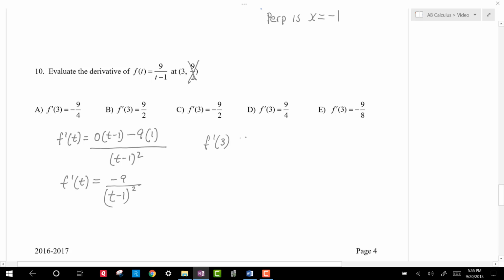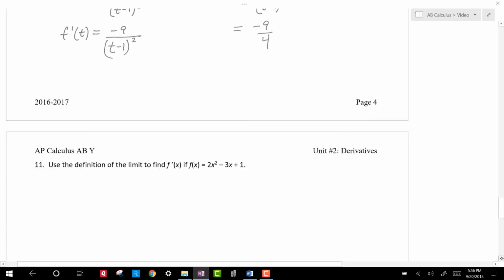So that's going to equal negative 9 divided by 3 minus 1 squared. So I'm going to end up with negative 9. 3 minus 1 is 2. 2 squared is 4. And hopefully we see a negative 9 fourths. Oh, look at that. Letter A. Of course, we're all getting A's today, aren't we? All right. Last page here.